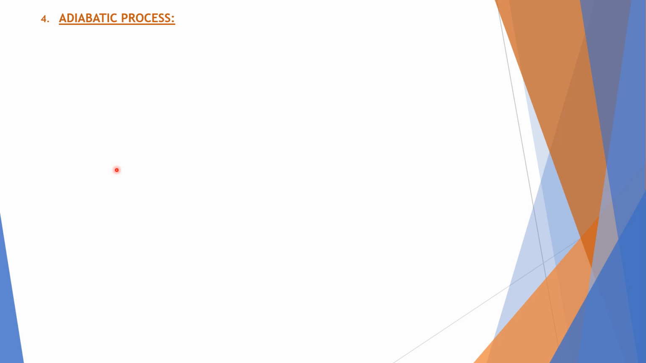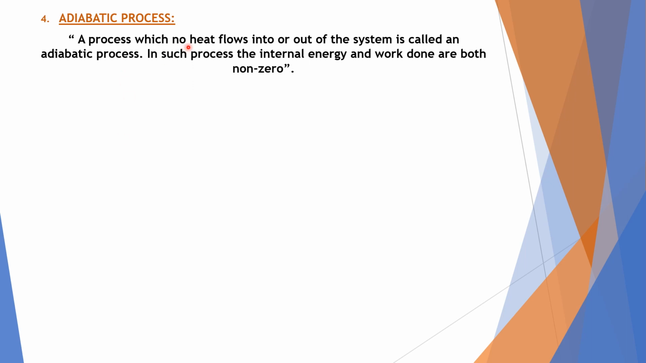The last application of the first law of thermodynamics is an adiabatic process, and it is a process in which no heat flows into or out of the system. For an adiabatic process, the internal energy and work done are both non-zero.